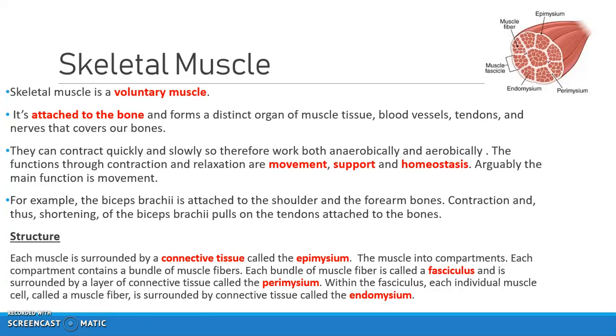The functions through contraction and relaxation are movement, support, and homeostasis. Arguably, the main function is movement, which is allowed through the attachment of muscle to bone via tendons. For example, the biceps brachii is attached to the shoulder and the forearm bone. Contraction, and thus shortening of the biceps brachii, pulls on the tendons attached to the bones. Since the shoulder is stationary, the forearm moves.